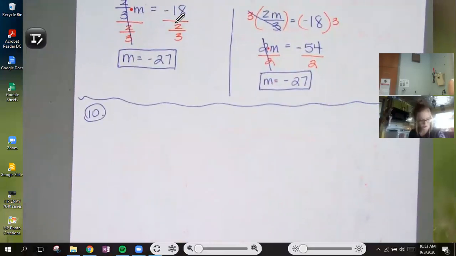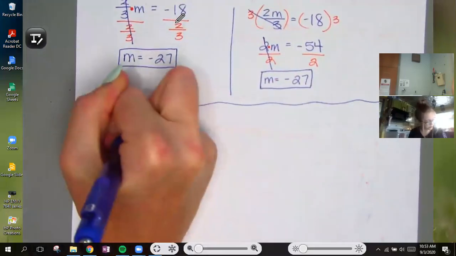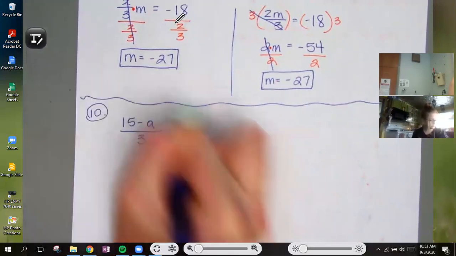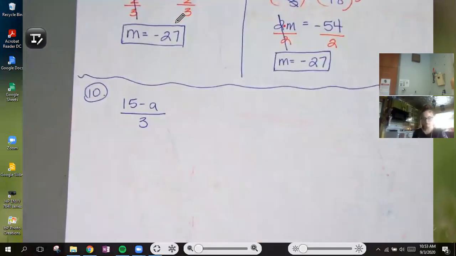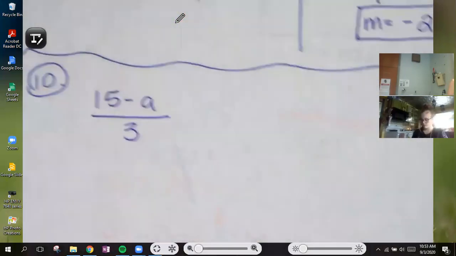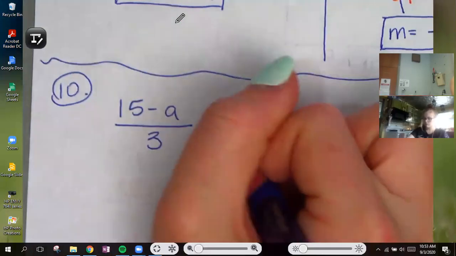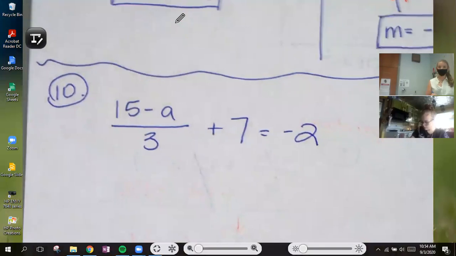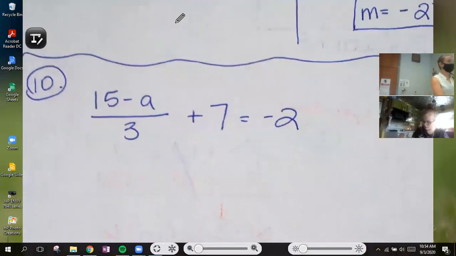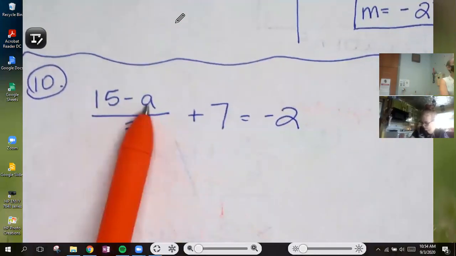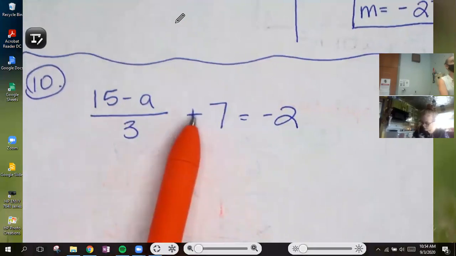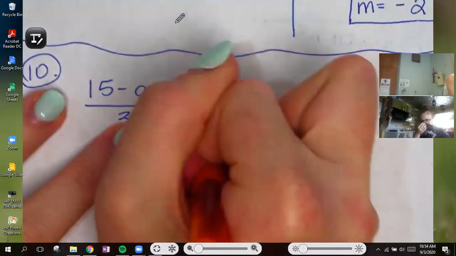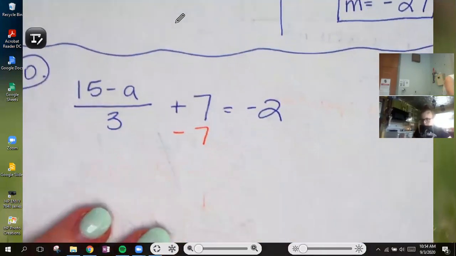All right, this is the other one that a lot of people kind of struggled with. One more and we're going to move on. So we have 15 minus a divided by 3 plus 7 equals negative 2. Okay, same stuff. Trying to solve for a, start with my term that's farthest away. How do I cancel out my plus 7? Subtract 7. If I do it to one side, I've got to do it to the other side.